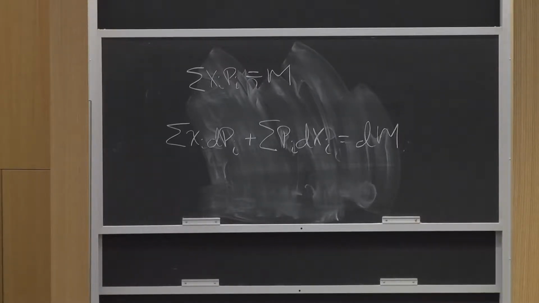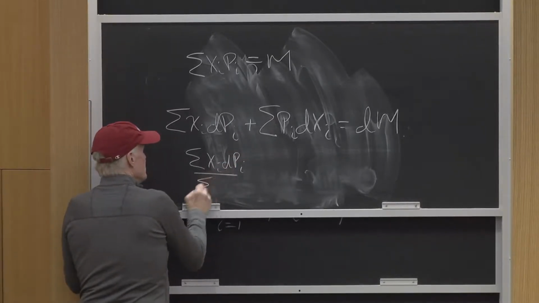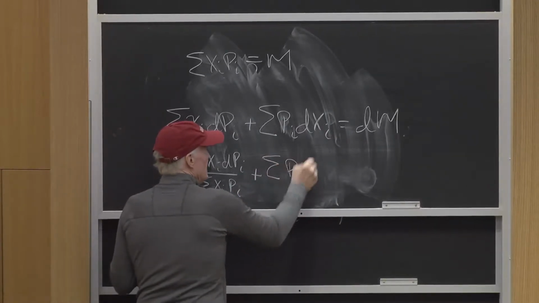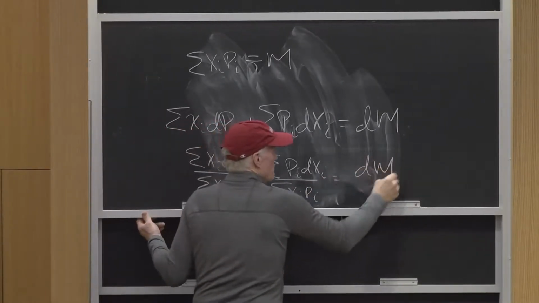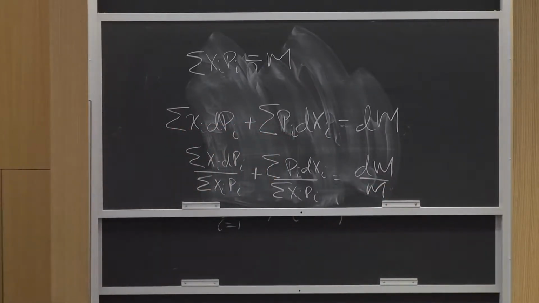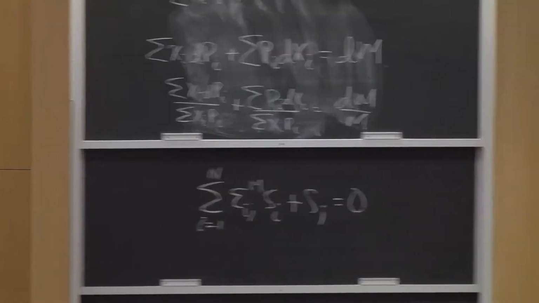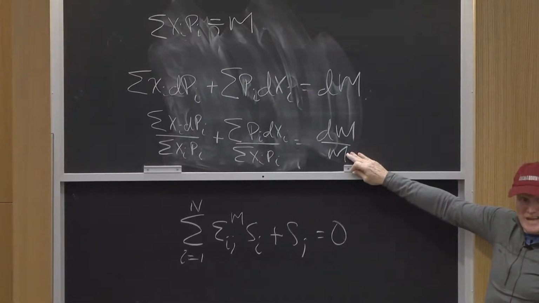Okay. Then I'm going to take that equation and divide through by the budget constraint. So then I'm going to get the sum of the xi dpi over the sum of the xi pi plus the sum of the pi dxi divided by the sum of xi pi equals dm over m. Okay? So this side is the percentage change in income, the percentage change in nominal income.